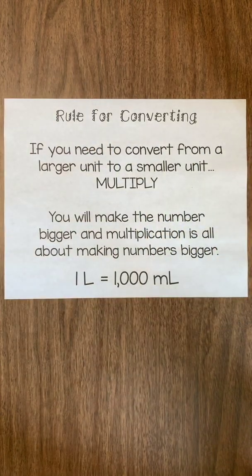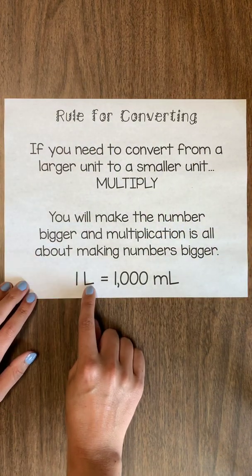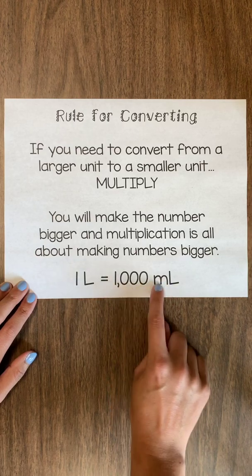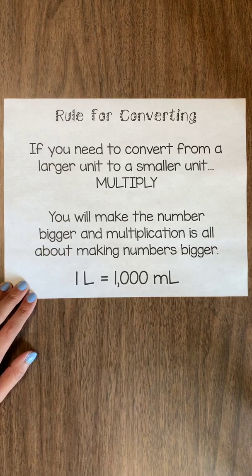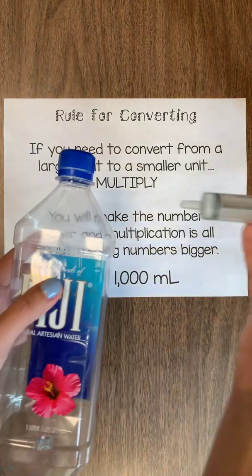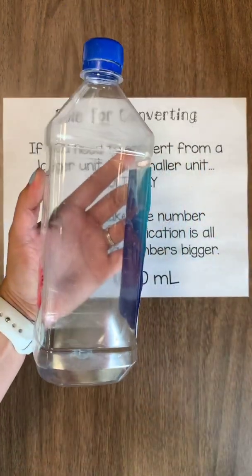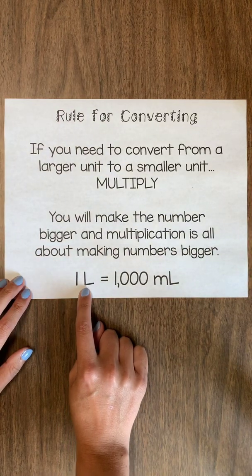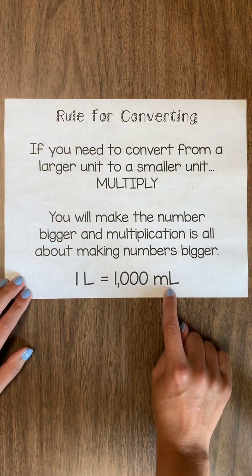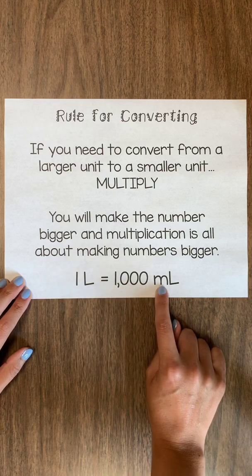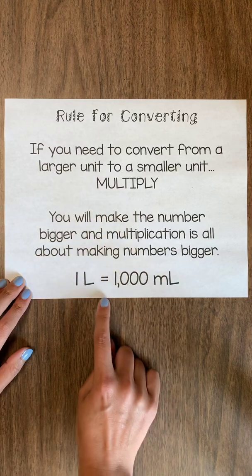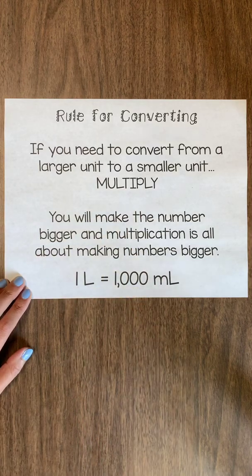So when you have a big unit being changed to a small unit, you know that it's going to take a lot of the small unit before you even get to that big unit, right? It's going to take a lot of milliliters before you even get to a liter. So whenever you have a large unit and you want to change it to a small unit, you know it's going to take a lot of the smaller unit. So you will have to multiply, because multiplying always makes numbers bigger.